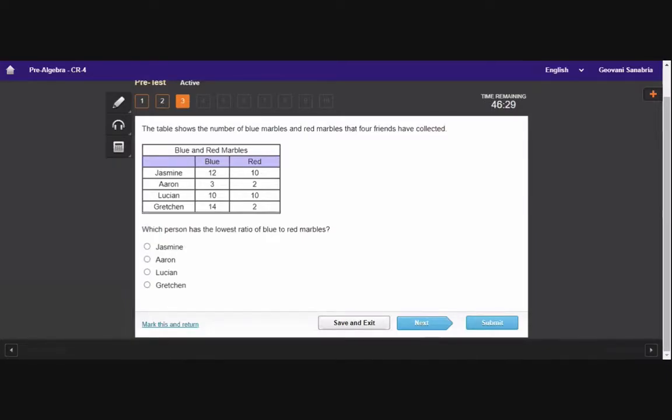So these are all pretty much just division. Ratio, all it is, is division. It's one number divided by another one.